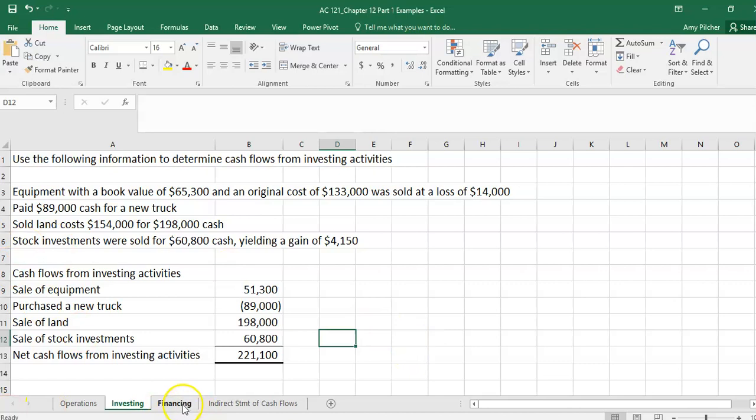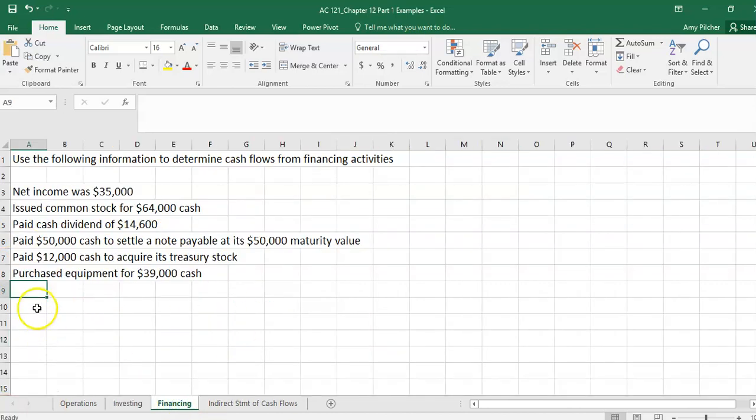The last section of the statement of cash flows is the financing section. What goes in the financing section is the sale of stock, payment of cash dividends, purchases of treasury stock, so any transactions involving stock and dividends, and any notes payable, short-term or long-term, and bonds payable being issued for cash. The interest payments for any of these activities actually end up in the operating activities section. So cash flows from financing.